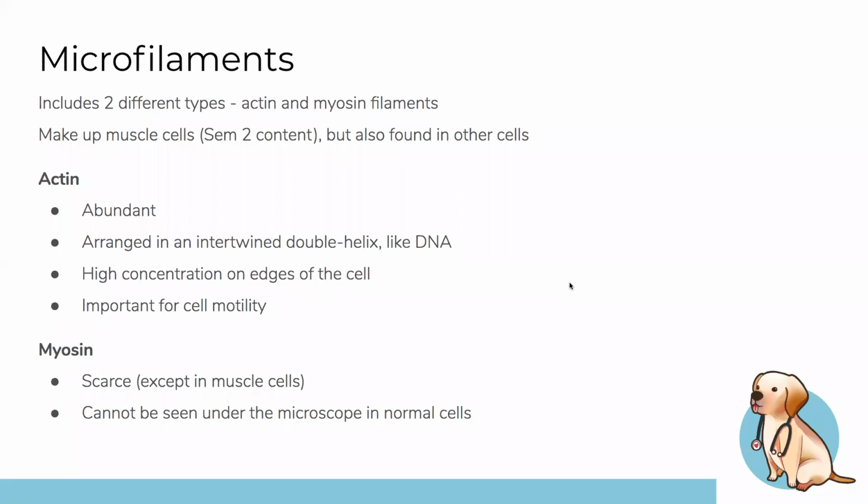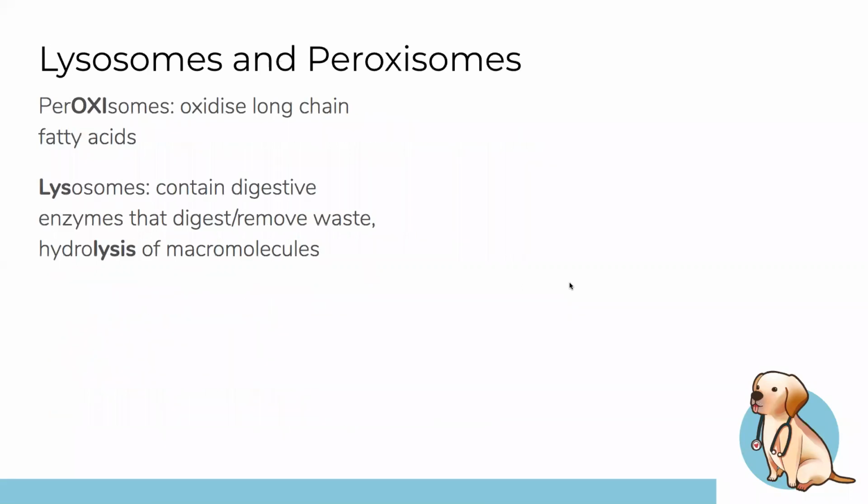To be honest, it's probably not the most important thing to remember now, but definitely keep these in your head for when we come to muscles, because actin and myosin are the only things that make up muscle cells. Okay, I'll just stop. Lysosomes and peroxisomes.